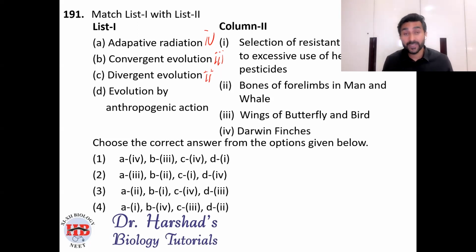Evolution by anthropogenic action is creation of new species because of humans. They have given you examples of DDT resistant mosquitoes and insects. So statement number 1 will match with D. So A4, B3, C2, D1.